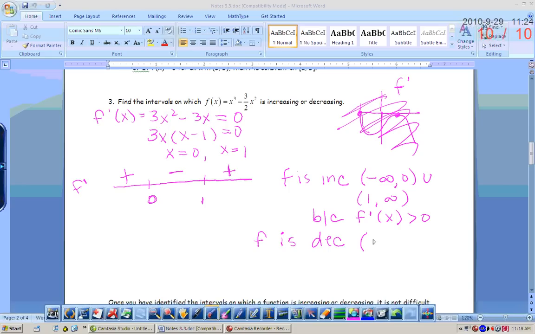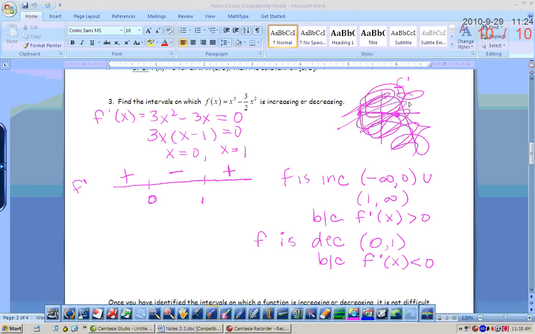Okay, f is decreasing. Where? 0 to 1. Because what? F prime of x is less than 0. Okay. Are you talking about this graph over here? This graph was a completely different situation that somebody asked about. It has nothing to do with number 3. And that's why I've crossed it off. It was a what if question.